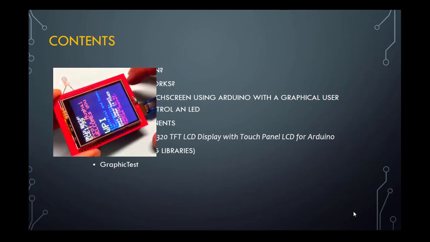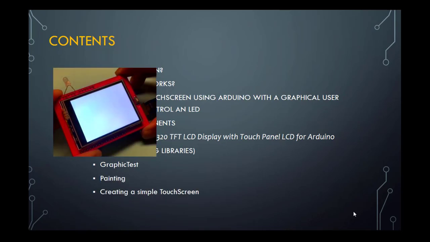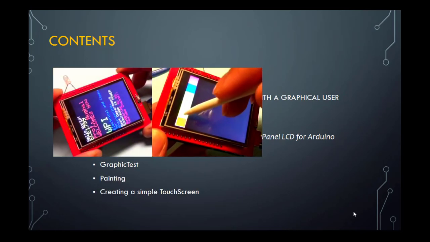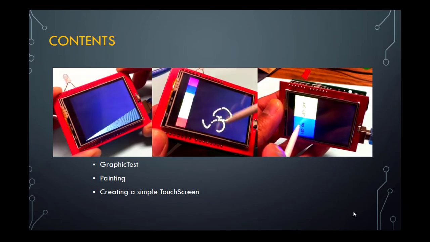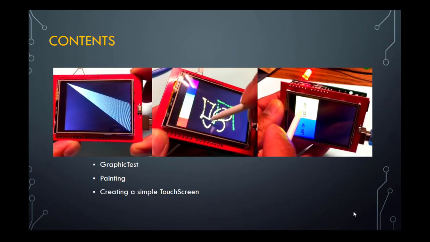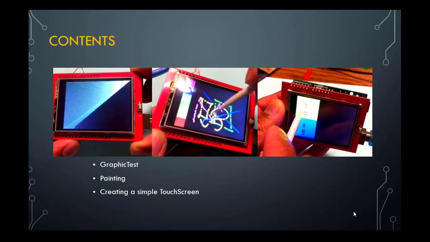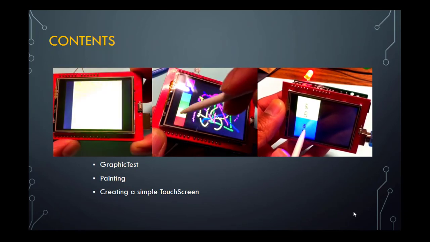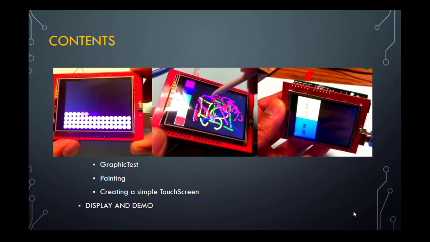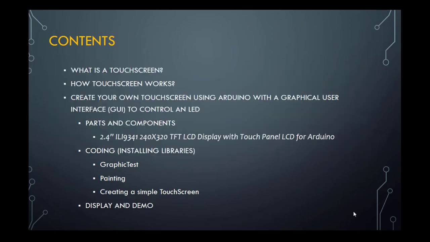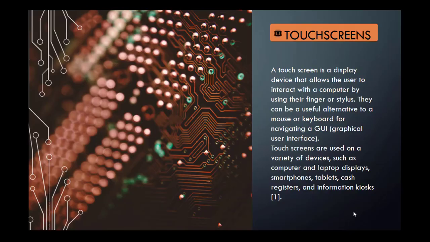We're going to do 3 programs with the graphic test, painting, and creating a simple touch screen. All these 3 codes or sketches, I got from public forums. I went ahead and made a few changes in there and customized it to my liking. So let's start, and finally we're going to do a display and demo. But before I begin, I just want to go through some of the theory aspect of it.